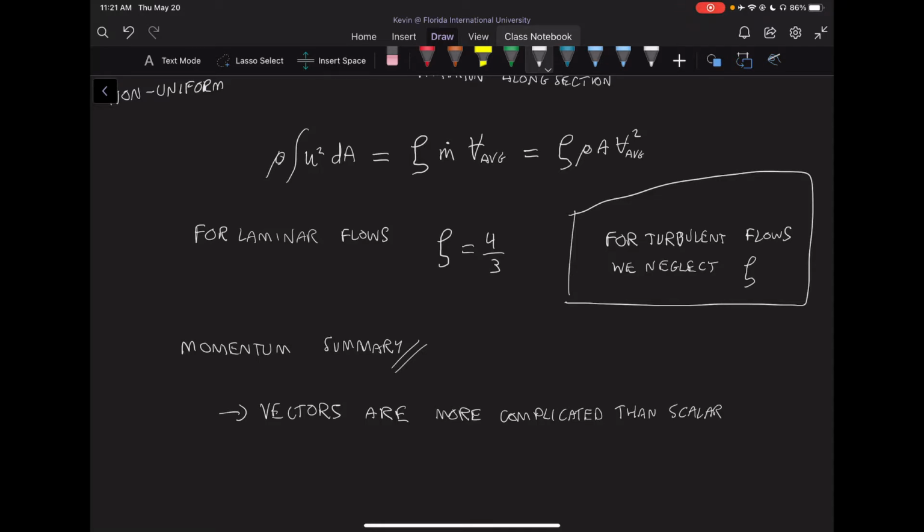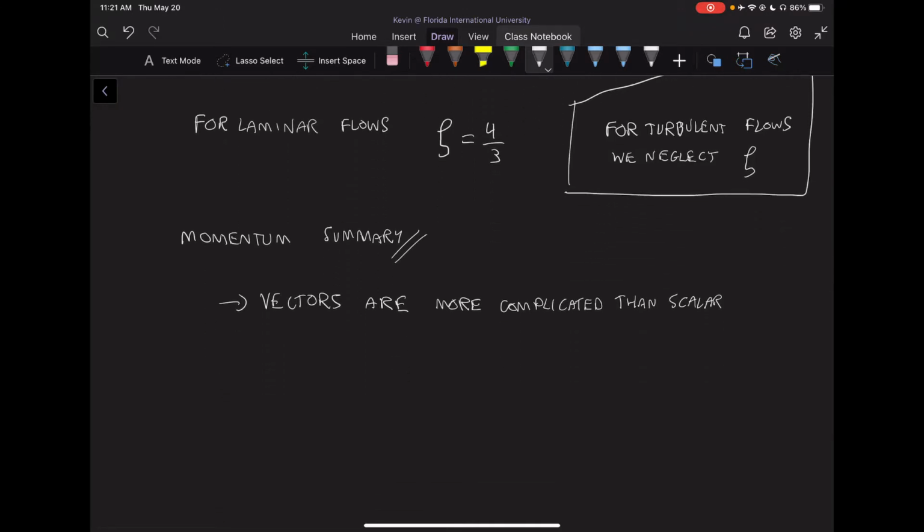So for vectors, we actually have to figure out the direction of our forces and the direction of our velocities. So in momentum, our force is going to be in the x, y, and z direction. So we're going to have 3 equations and we're going to have to separate them into x, y, and z. Now, mass is more of a scalar quantity. So the mass flow is a scalar quantity. We just go in or out, and that's it.